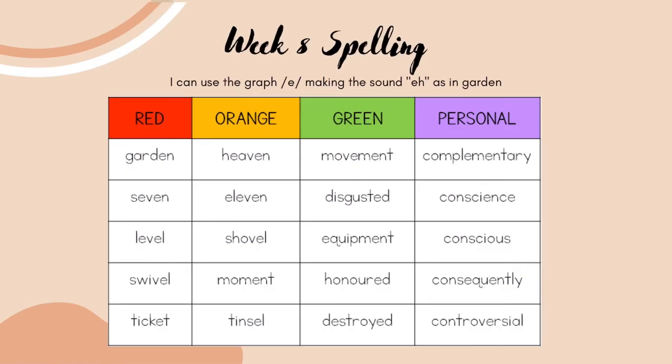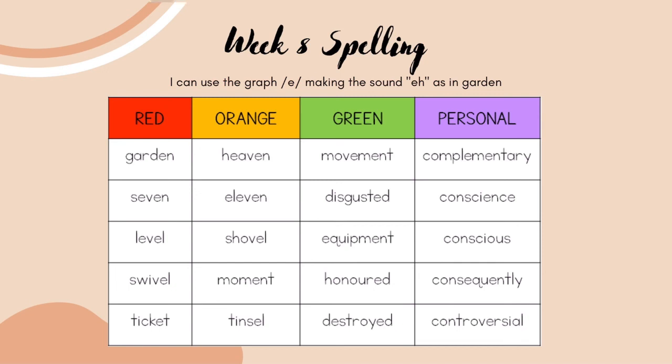That brings us to the end of our week 8 spelling lesson. I hope you did enjoy it. Let's go over the words that you'll be looking at this week. Starting in the red column, we have garden, seven, level, swivel, ticket. In the orange column, we have heaven, eleven, shovel, moment, and tinsel.